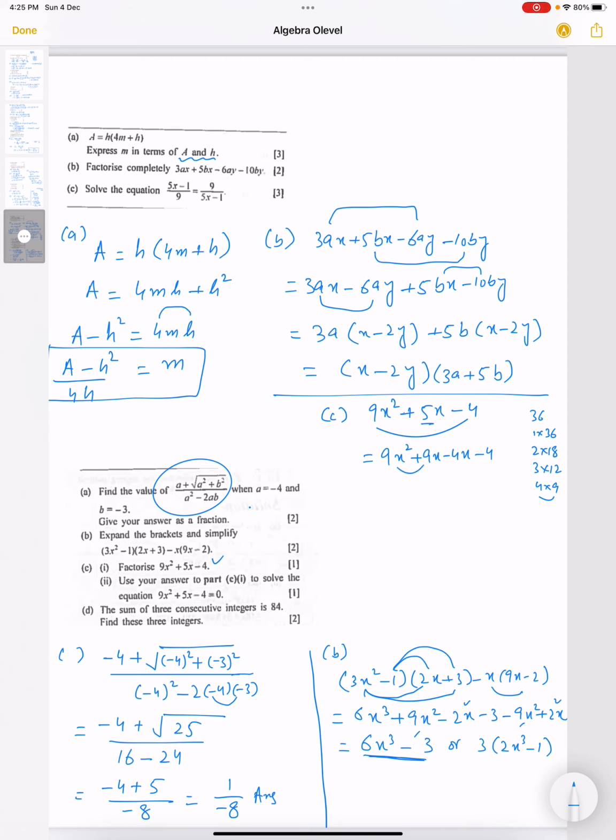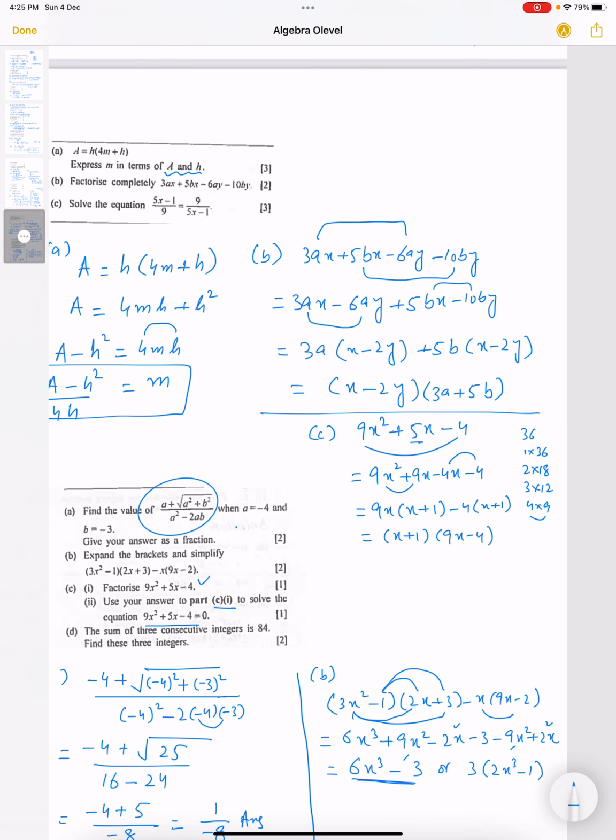Now in these two terms 9x is common. So I have x plus 1 in the bracket, and here negative 4 is common. So I have x plus 1 again. So we have x plus 1 into 9x minus 4. So it is factorized. Then they say use your answer to this previous part to solve this equation. So we have to use this answer, and it is equal to 0.